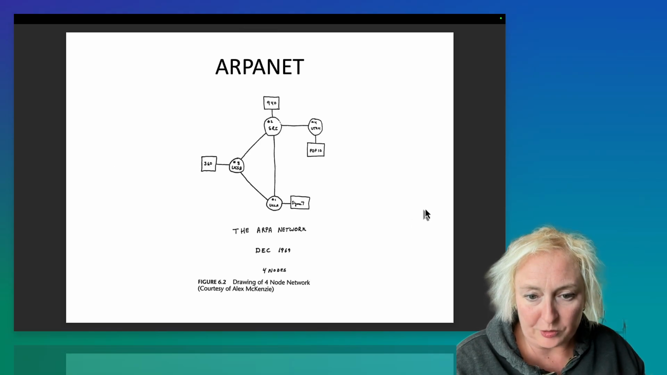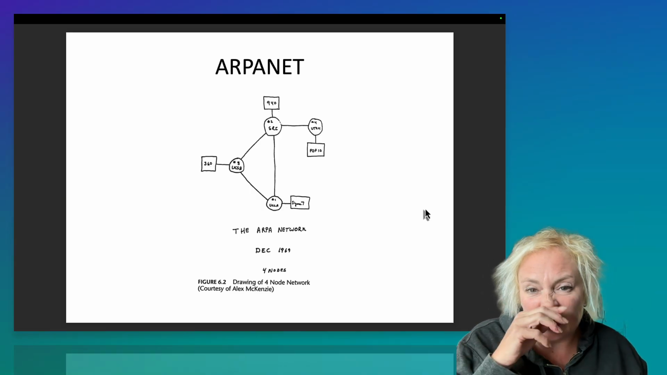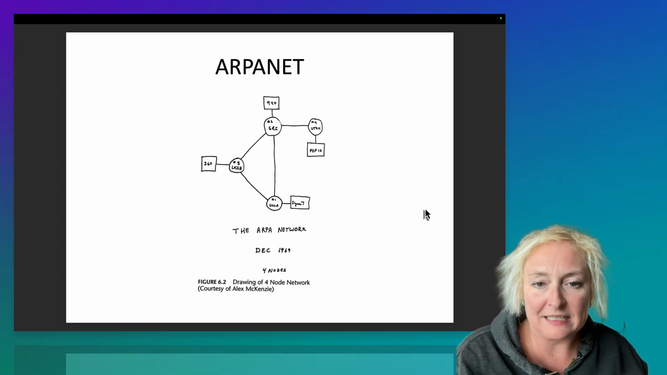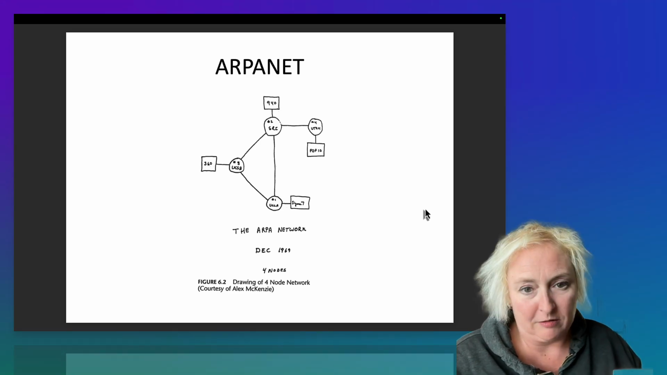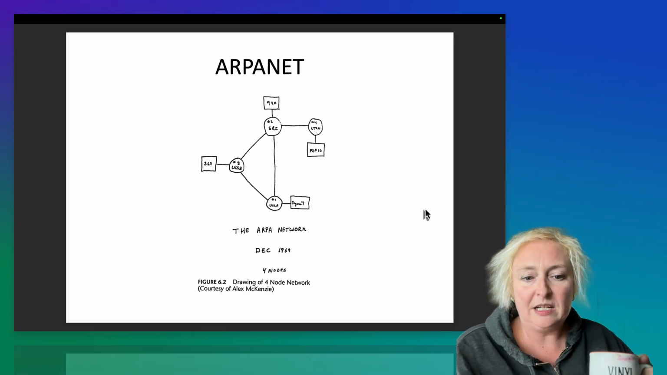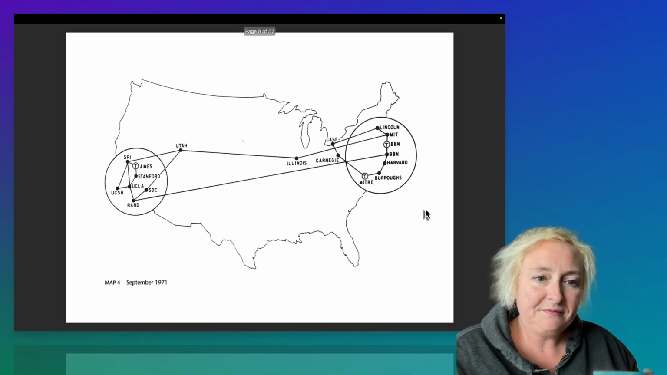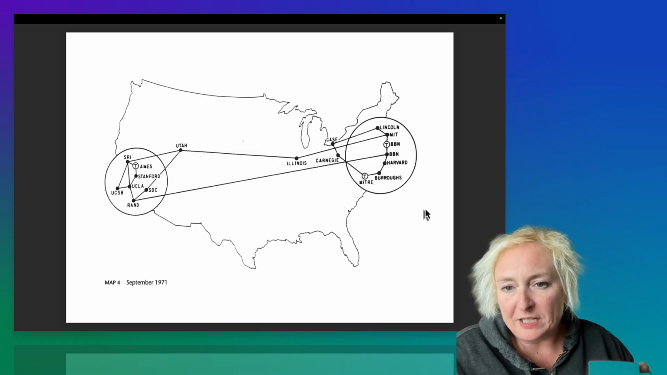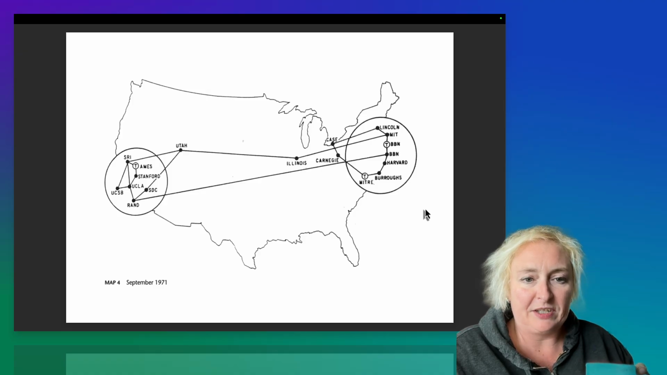This was an early drawing of the 4-node network. Look at this. That's SRI, the Stanford Research Institute. That's UCLA, and UCSB, and Utah. Those were the early places where the internet existed first. Number 1 was UCLA. And then it went into MIT, Harvard, all of those places by 1971.